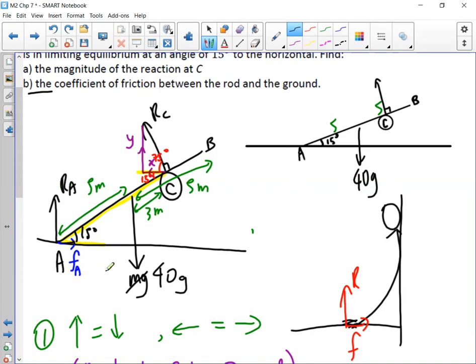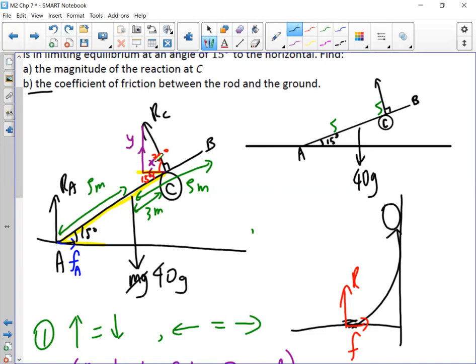So once we ignore RA and FA, how many forces do we have to calculate the moment of? We've got 2, RC and 40G. Then you'll be thinking, sir, what about Y and X? Do we not have to calculate them? Yes, you can, but that will be long.